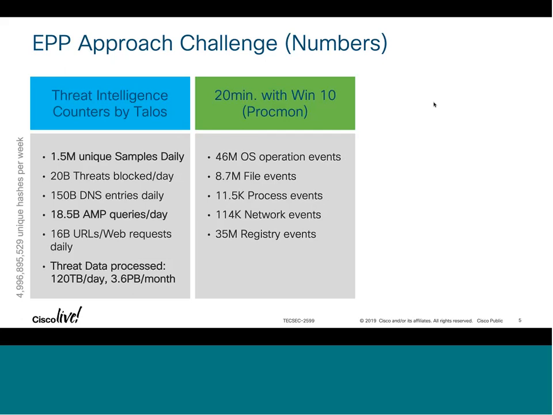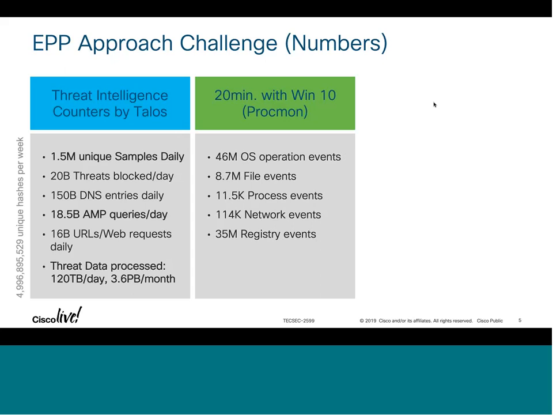What I did is the following. I started Process Monitor on a normal Windows 10 machine. That was my Surface Pro 4 system, and I monitored my endpoint for 20 minutes. What was the outcome? The outcome was 46 million operating system events. Operating system events are file reads, file writes, processes generated, processes ended, establishing a network connection, reading or changing something in the registry.